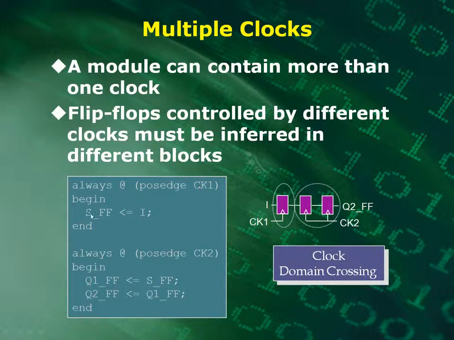Here I've said on clock 1, this S flip-flop is equal to the input. And then this other Q2 flip-flop is equal to the Q1 flip-flop, and the Q1 flip-flop is equal to the S flip-flop. So this is what we have right here. If you're going to create multiple clocks, you're going to have to use different always blocks. You can't use the same always block. You've got to separate them like this. Be sure to do that.